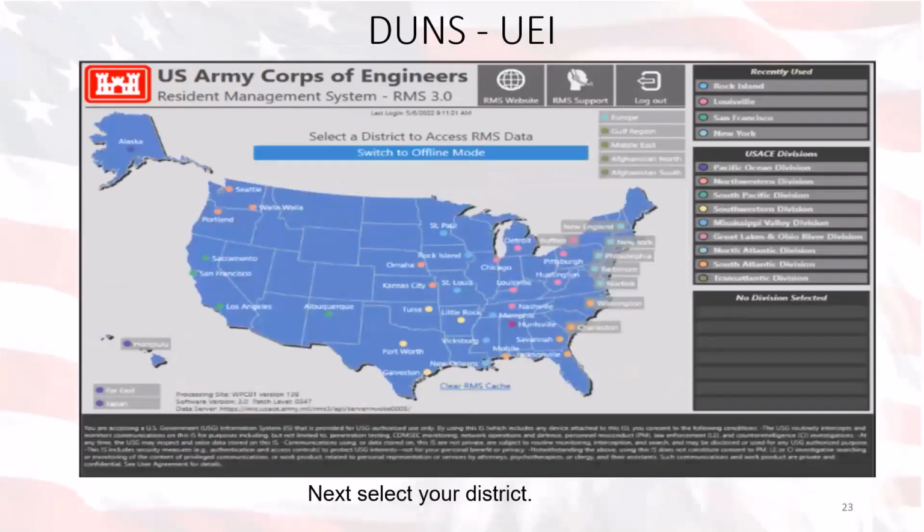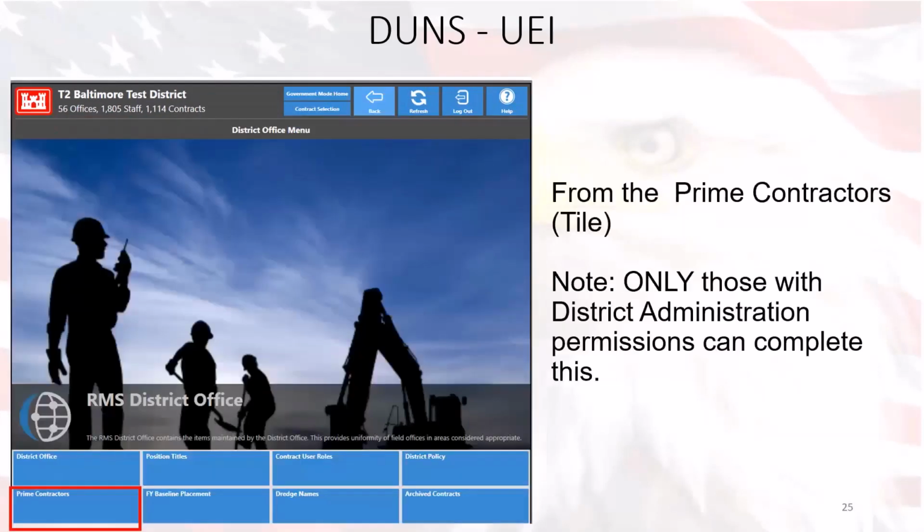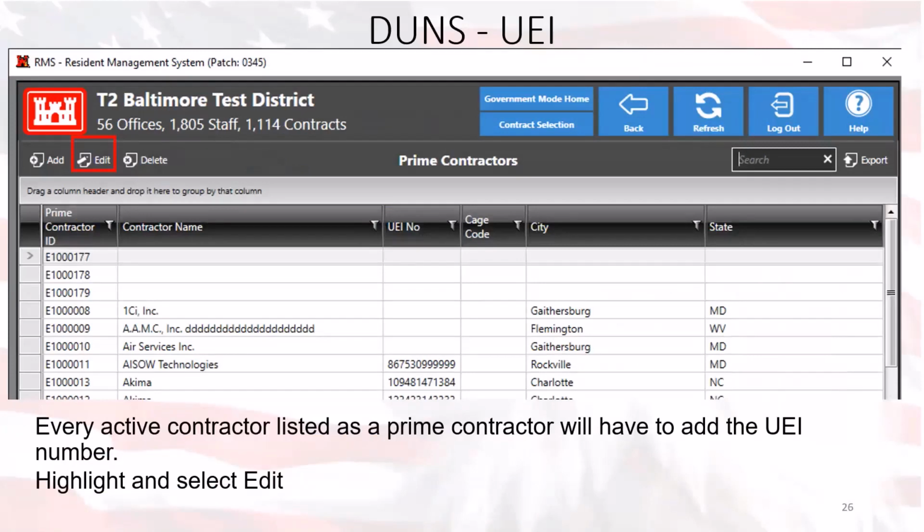When you log into the system, you'll log in normally. You'll hit the map screen. So essentially you'll go to the district office, and once you get to the district office, you will then navigate to the prime contractor screen as we've been to before. You can choose your prime contractor. Every active contractor listed as a prime contractor will have to add the UEI number. You can highlight and select to edit that particular contractor.